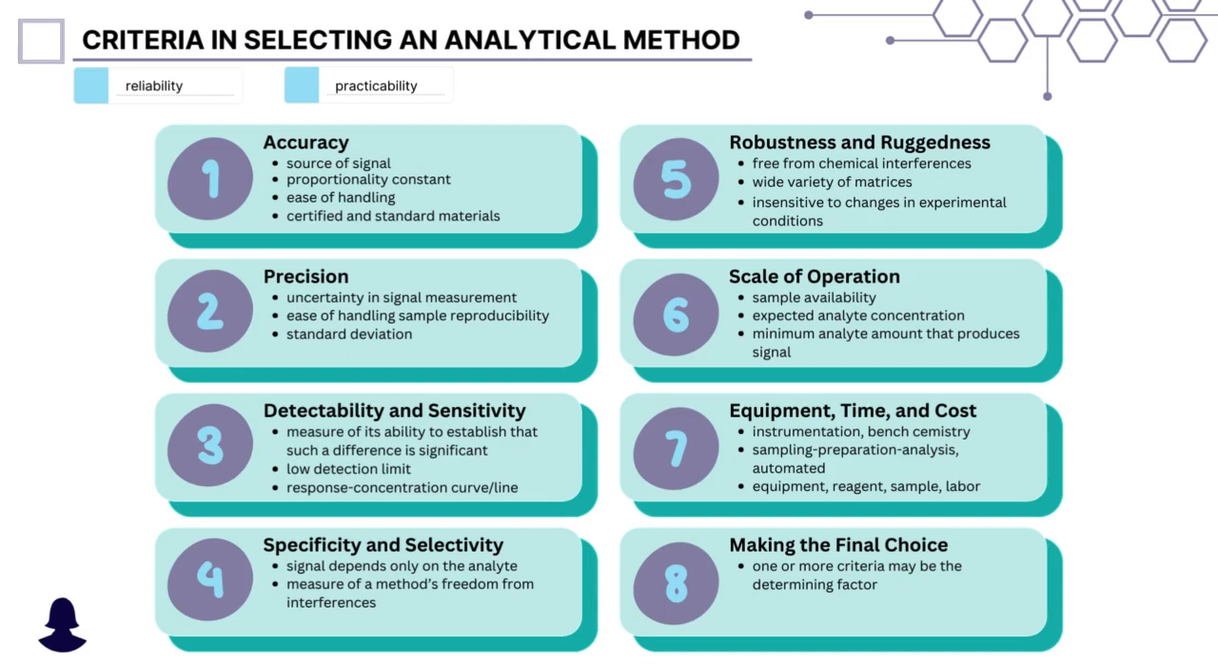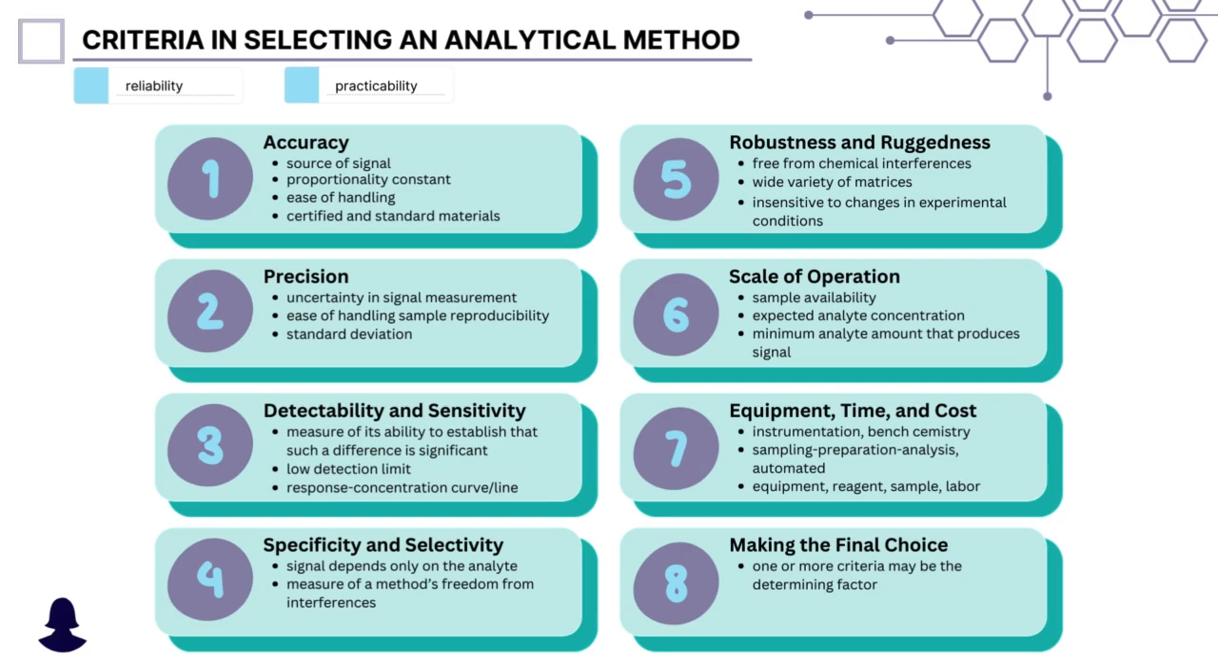Let us now talk about analytical method selection. It is best to note that the best method reflects the best results. The analytical method selected needs to have adequate performance characteristics. These characteristics are summarized as reliability criteria, and the other is the practicability criteria. The source of signal, proportionality constant, and the ease of handling the samples affect the method's accuracy and precision.